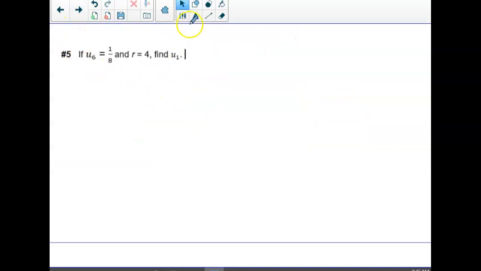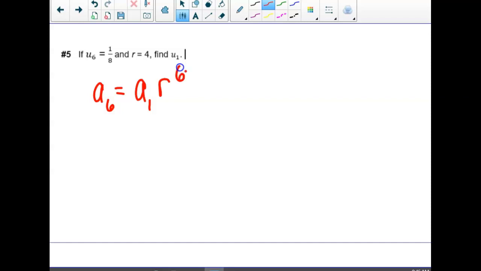All right, what about this guy? Again, to find the 6th term, what did they do? A sub 6, we're still geometric, would have been a sub 1 times R to the 6 minus 1. So what numbers can I put in here? 1/8. They used U instead of A, but we don't know the first term. That's what we're trying to find, yes? Times 4 to the 6 minus 1, or fifth.